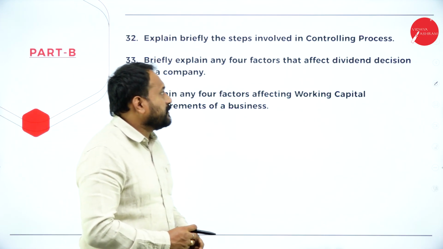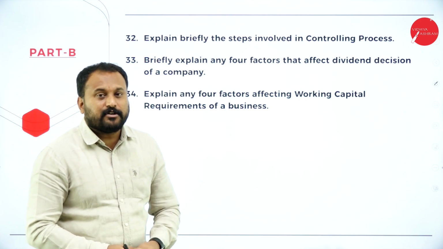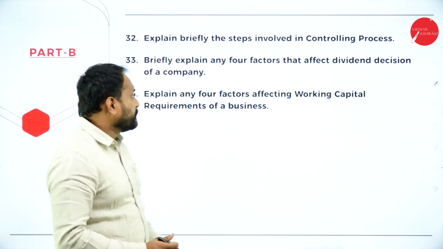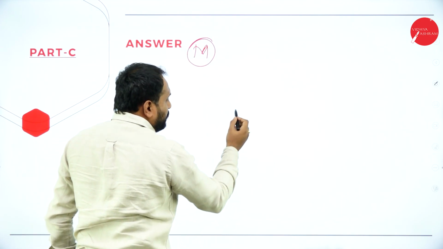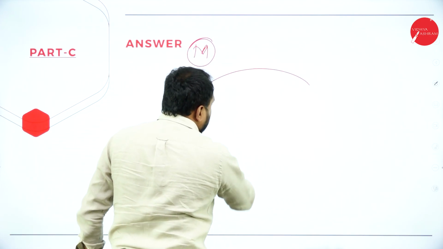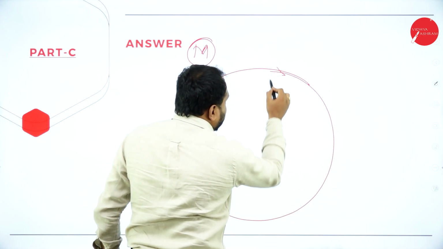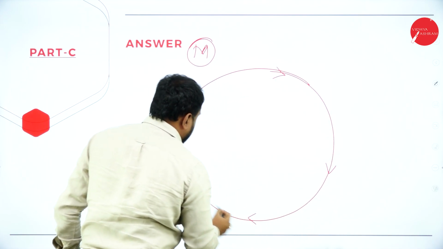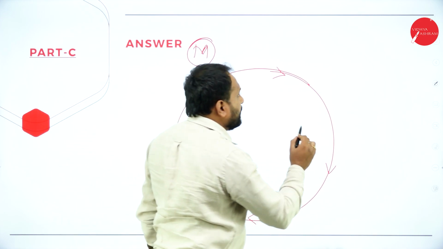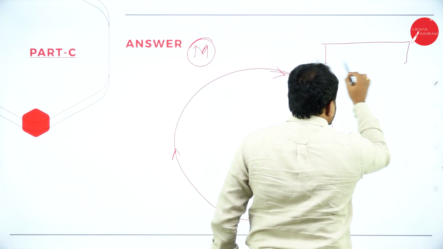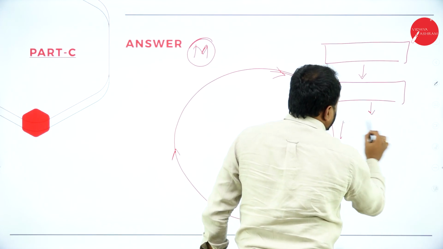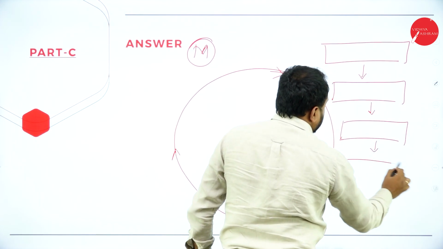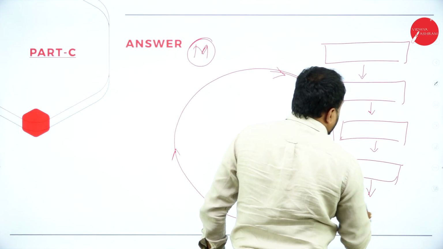Explain briefly the steps involved in controlling process. Now controlling process, very simple. Write the meaning of control. Now the process, when you write the process, I want you people to go with these flowcharts, or you people can also go with these flowcharts. First one, second one, the third, the fourth, and the fifth.